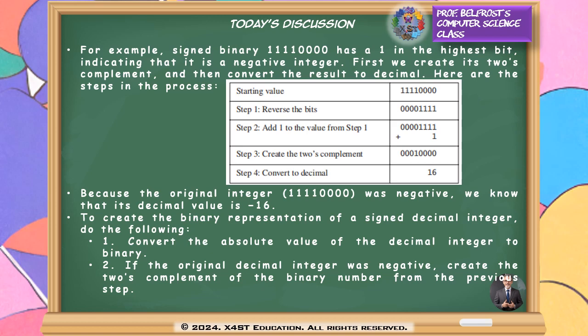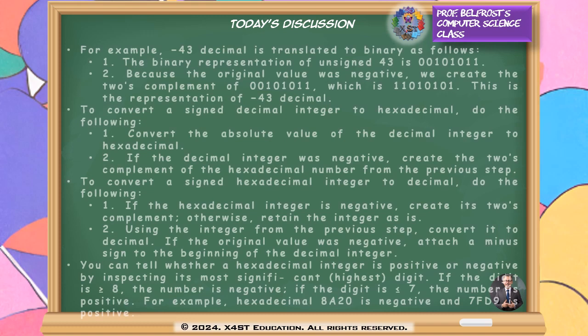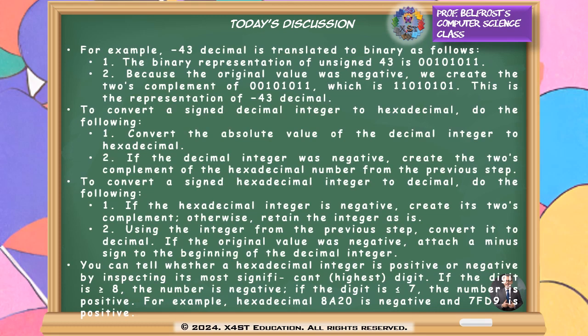To create the binary representation of a signed decimal integer, you need to do the following. First, convert the absolute value of the decimal integer to binary. The second step is, if the original decimal integer was negative, create the 2's complement of the binary number from the previous step. So actually, the main thing you need to focus on is how to use 2's complement.